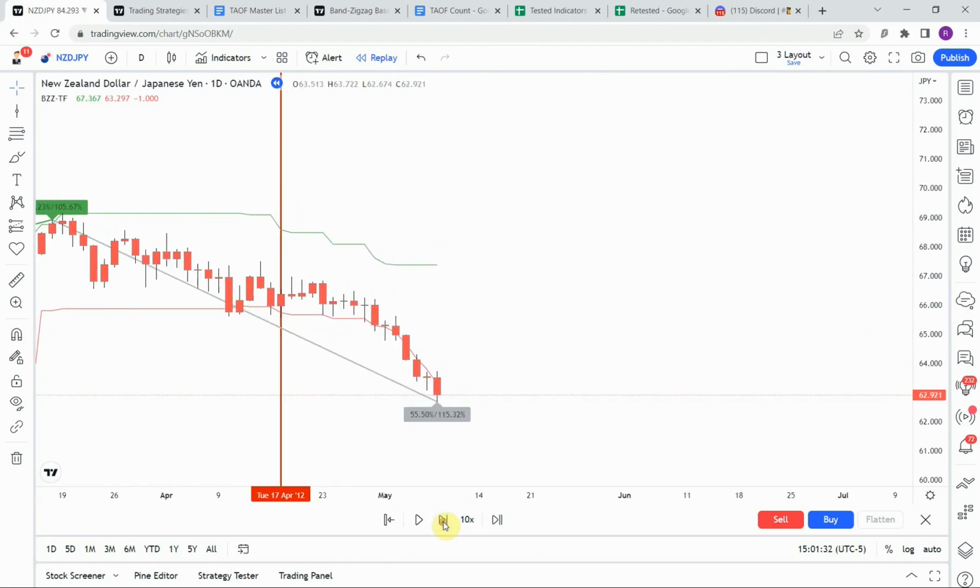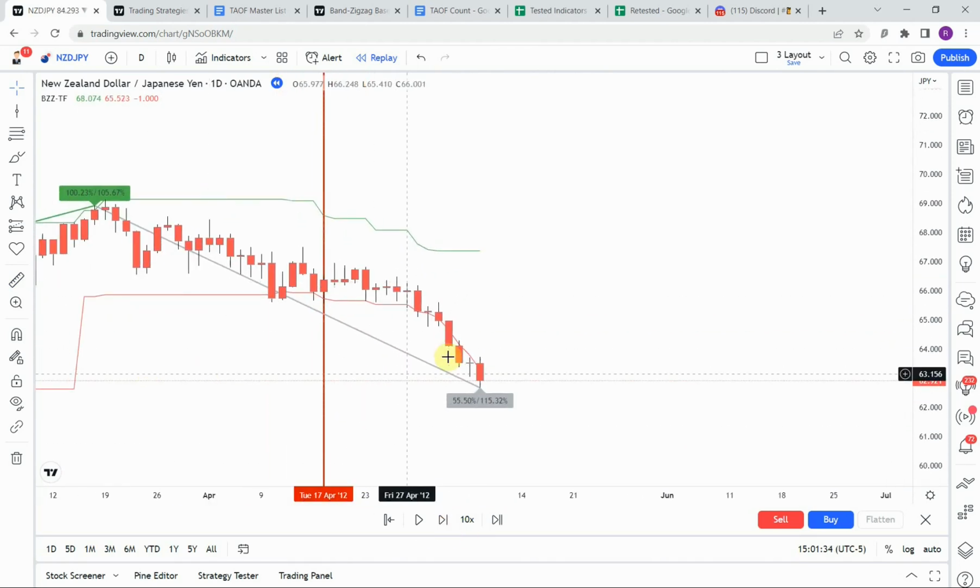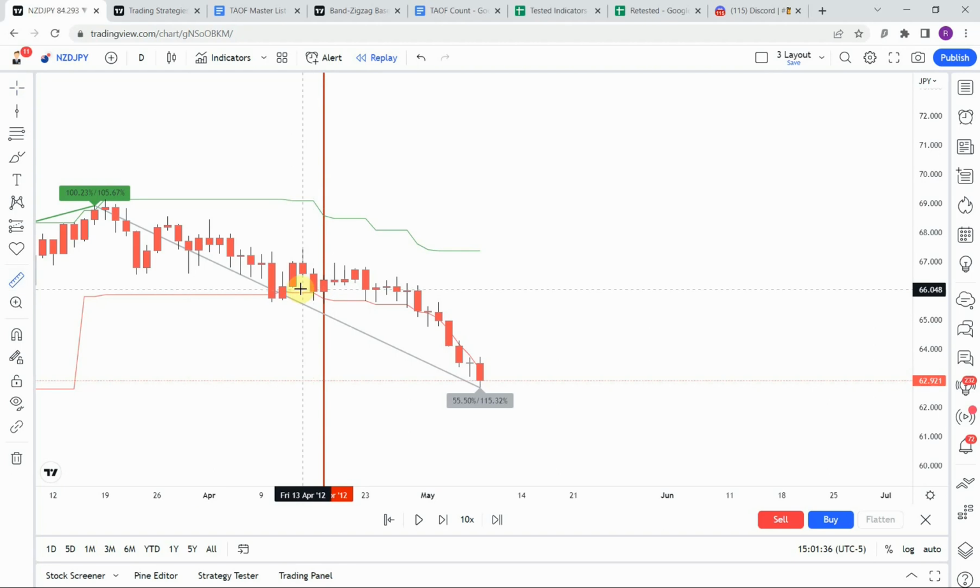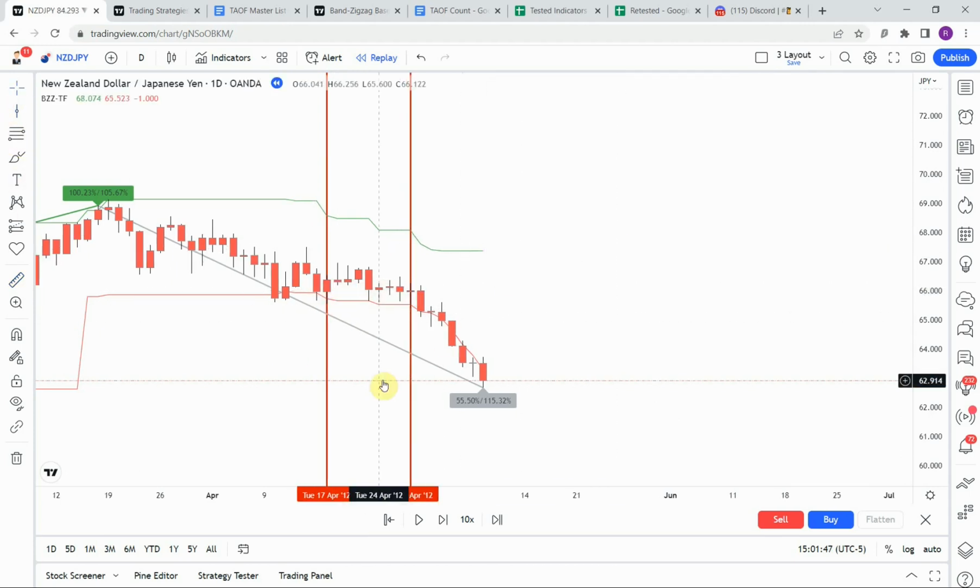Let's go ahead and play it forward here. All right, there we go. So we get a nice move to the downside there, and that is going to get us to our take profit. Let's see, so 90 pips. Looks like right there on that bar is going to get us to our take profit.